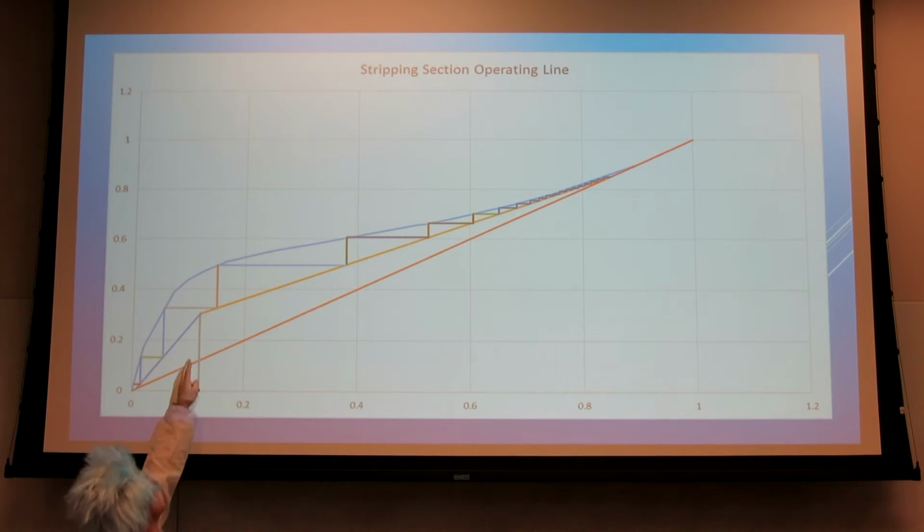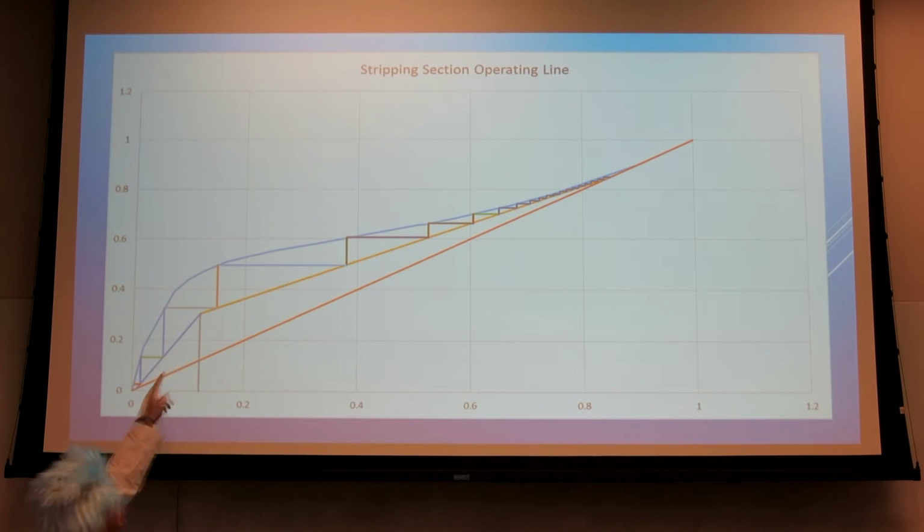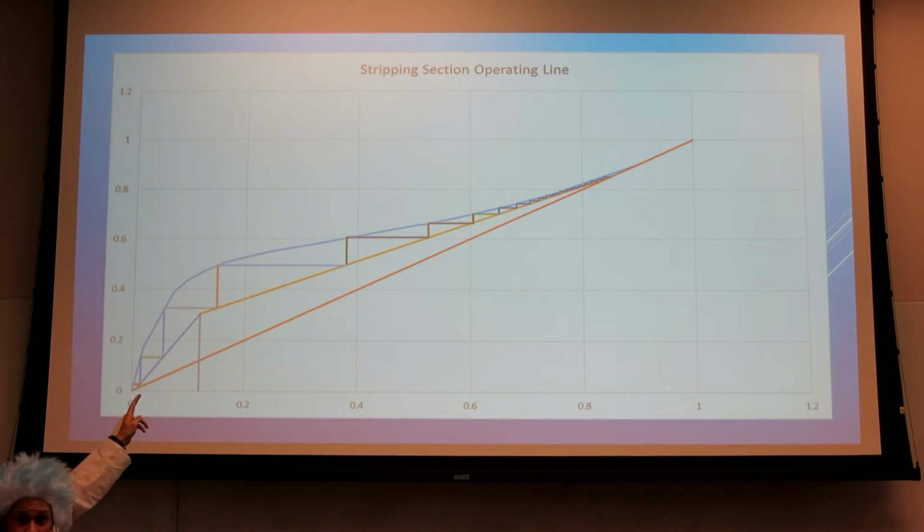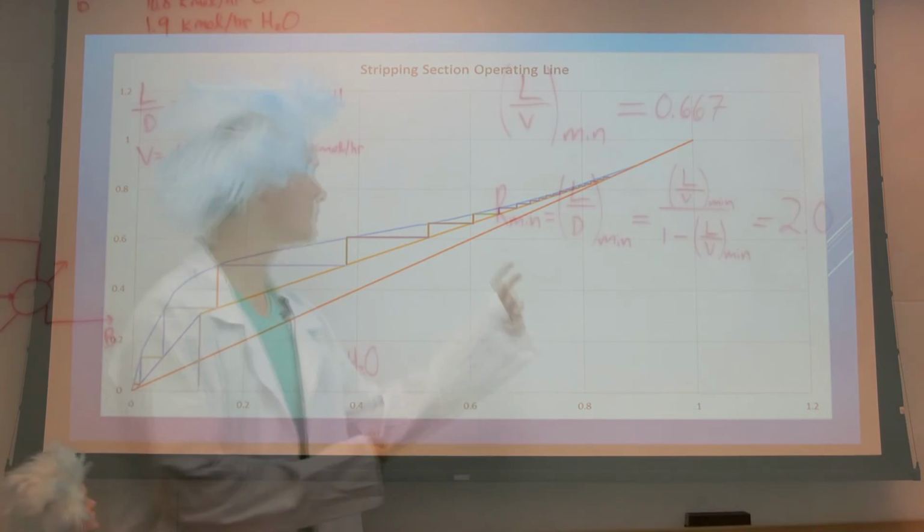This stage here, that's the 19th stage, Morty, and that's where the feed comes in. That's the optimal feed location. 19th stage, and this is the 21st stage. So you need 21 stages. That's it.